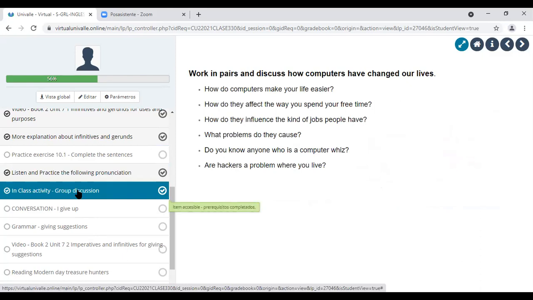In this case, we're going to be discussing here online. Work in turns and discuss how computers have changed our lives. How do computers make your life easier? How do they affect the way you spend your free time?